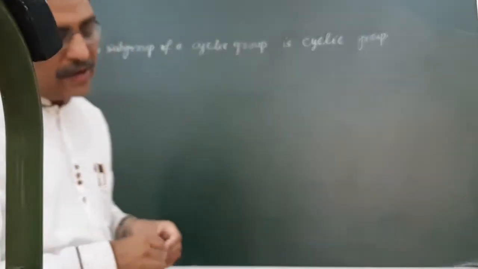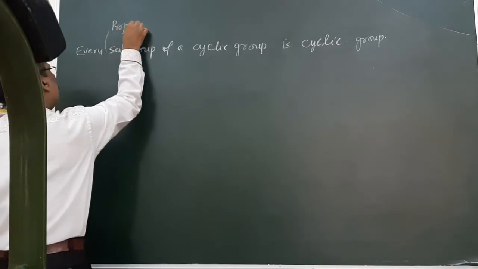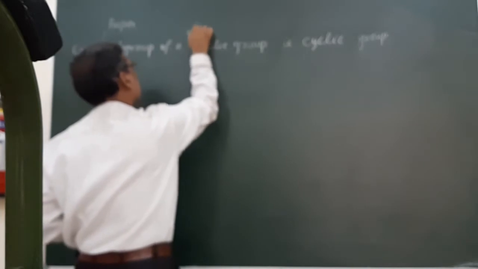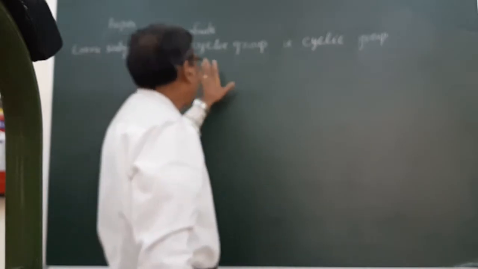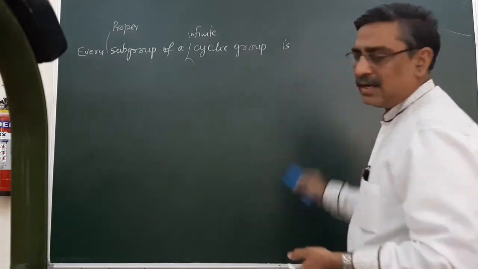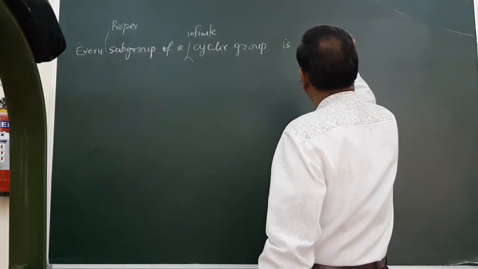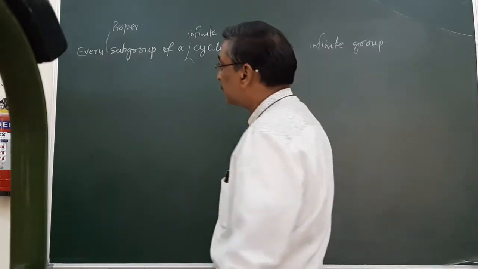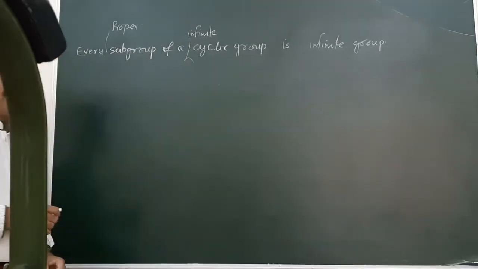Every proper subgroup of an infinite cyclic group is infinite. That is cyclic as well, but that is infinite. Every proper subgroup of an infinite cyclic group is infinite.